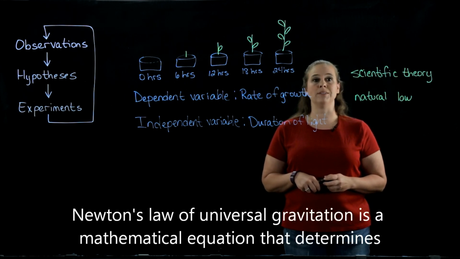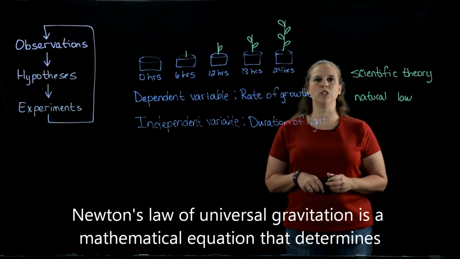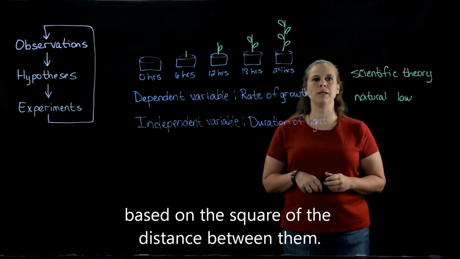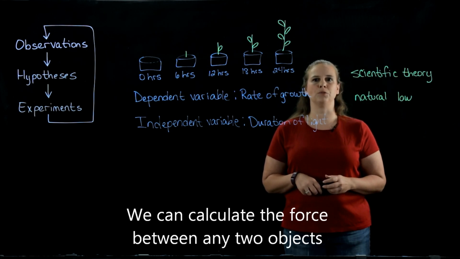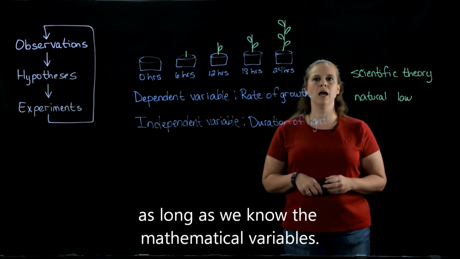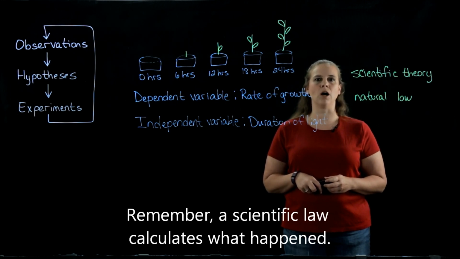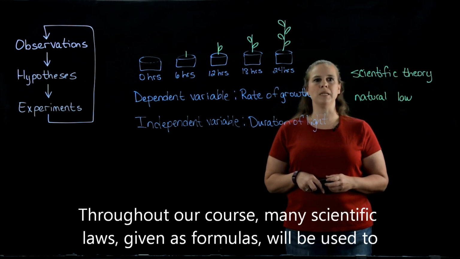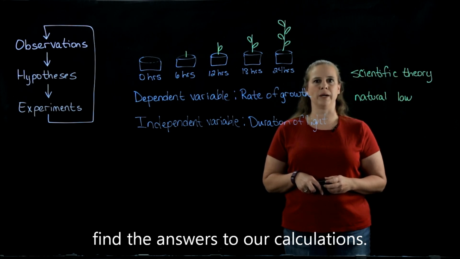Newton's law of universal gravitation is a mathematical equation that determines the force of gravity between two objects based on the square of the distance between them. We can calculate the force between any two objects as long as we know the mathematical variables. Remember, a scientific law calculates what happens. Throughout our course, many scientific laws, given as formulas, will be used to find the answers to our calculations.